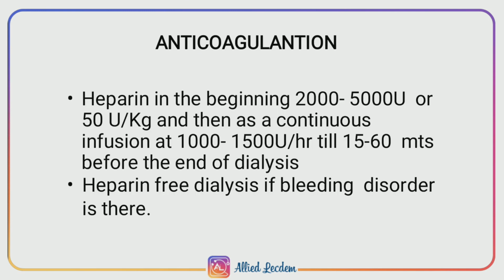Anticoagulation: heparin is given initially at 2000 to 5000 units or 50 units per kg, and then as a continuous infusion at 1000 to 1500 units per hour till 15 to 60 minutes before the end of the dialysis. Heparin-free dialysis is done if any bleeding disorder is there.